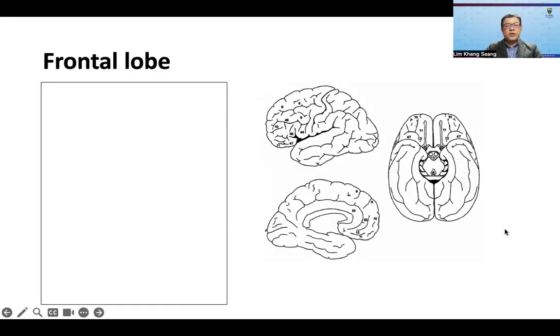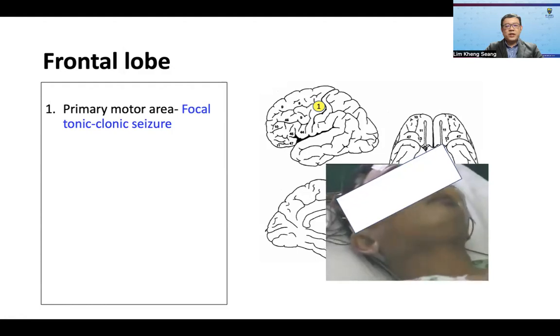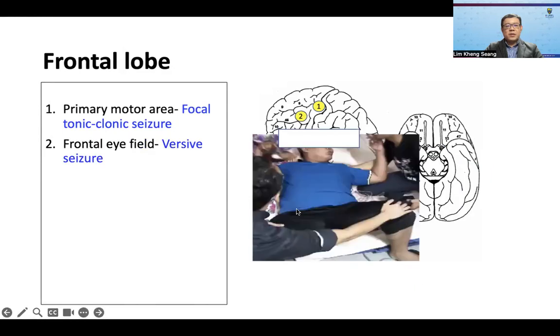Whereas frontal lobe semiology is more variable. Firstly, in the primary motor area, you may see ictal tonic-clonic seizure, as in this video. The left face is pulling, which is consistent with left face tonic seizure. Sometimes the head is forcefully turned, as I mentioned. This is called version or versive seizures. As in this picture shown, the head is turned forcefully to the left side.